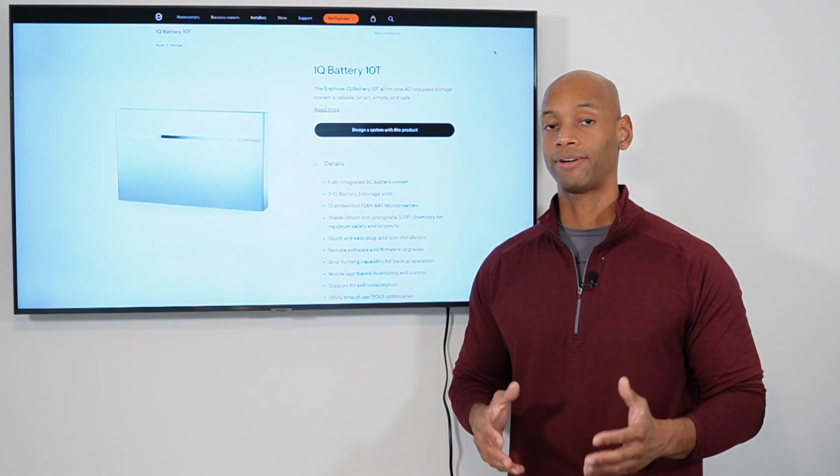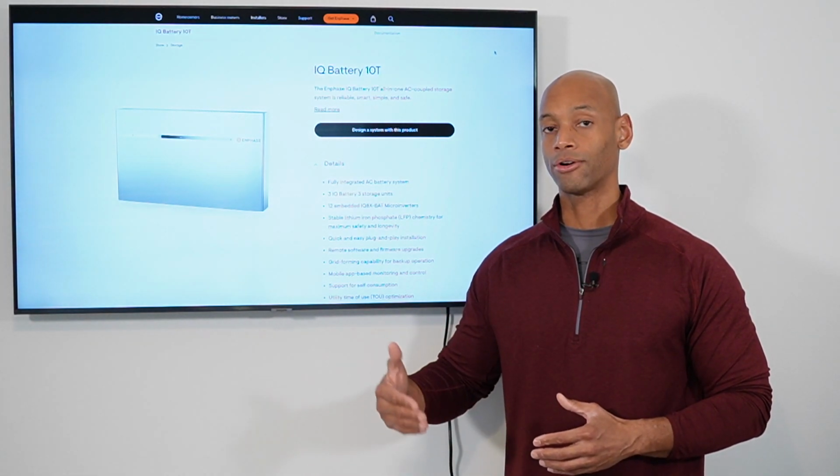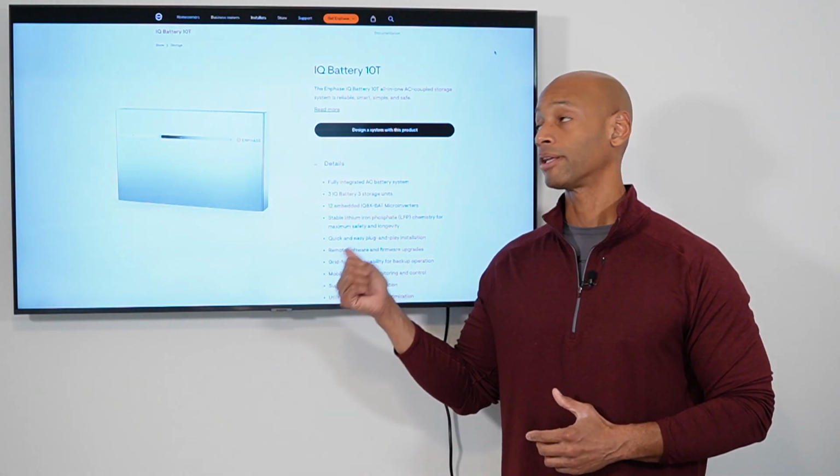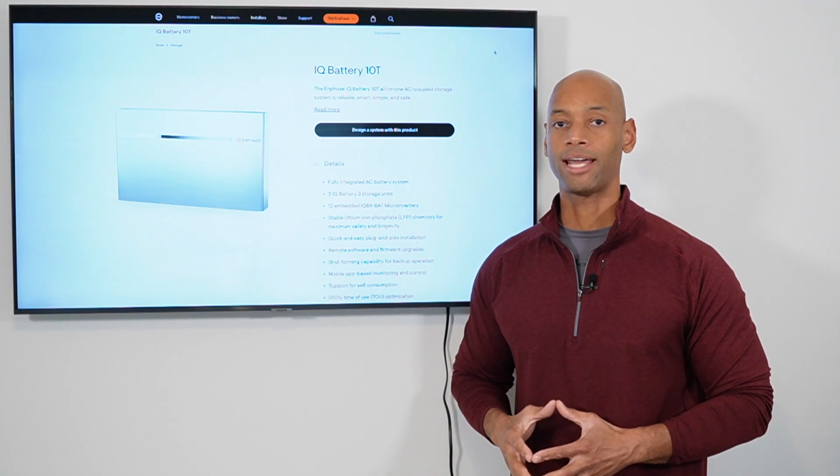But I think what you're going to find is that if you add a second, third, or fourth battery, your incremental per battery cost is going to be a little bit lower on the next generation Enphase here.